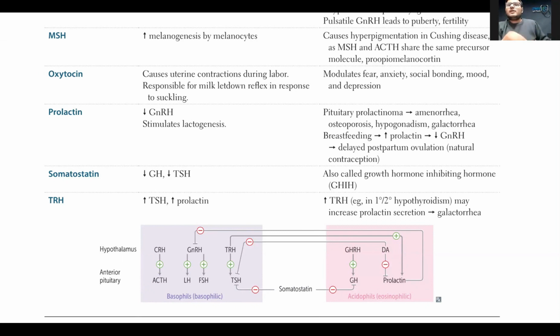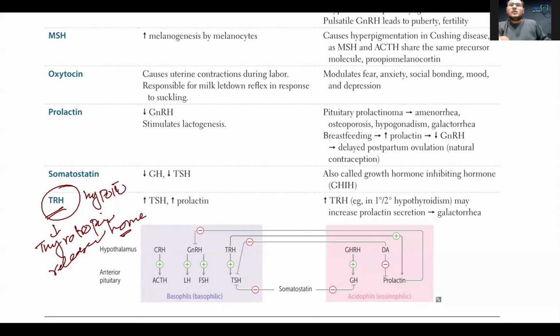Next, we will study thyrotropin releasing hormone, TRH. How is it released? Remember, it is from the hypothalamus. It is released from the hypothalamus, and it increases TSH and prolactin from the anterior pituitary. This is a super high yield exam question. Super high yield. We understand it must increase thyroid stimulating hormone, but it also increases prolactin.